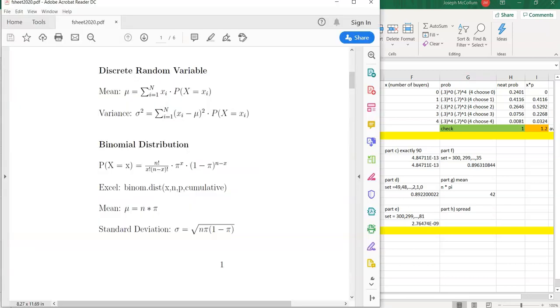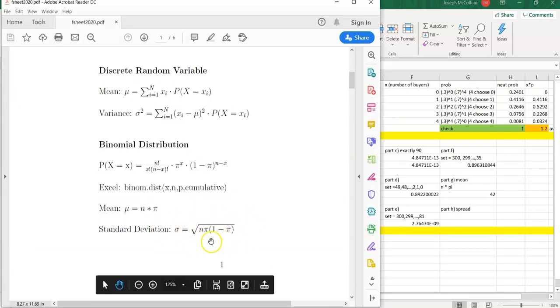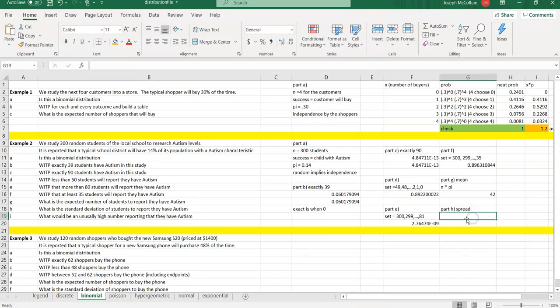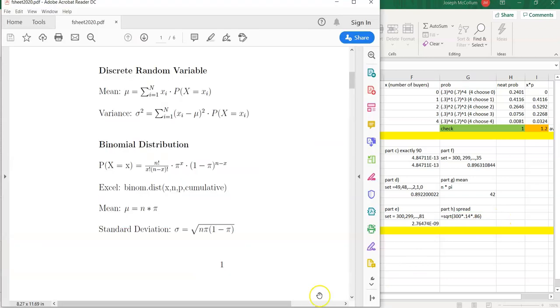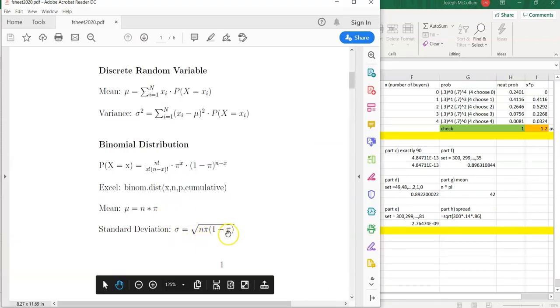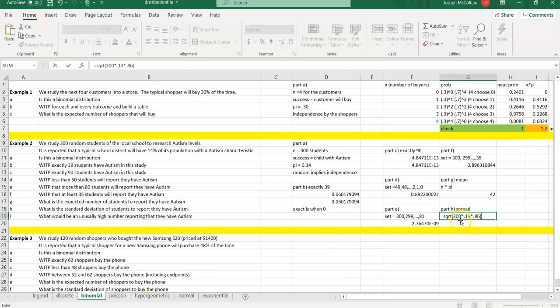Well, the standard deviation, again, is a formula. So I'm just going to type this formula in. The formula is the square root of n, what's our n in this case, 300, times probability of success, which is 0.14, times the probability of not success, which is 0.86. So that's the formula. Let me check on it again. It is the square root of n pi (1 minus pi), the complement. And that's what I wrote there. Why are these formulas true? Go look them up. Those ideas are not in this video.